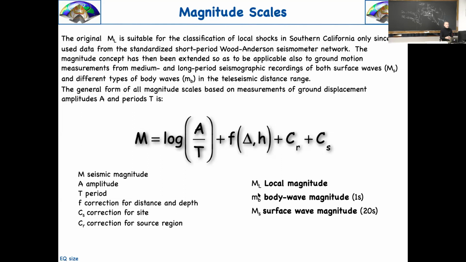This is the general form. You see that there are still some correction factors that should take care about source depth, for example. If you put an earthquake deeper, it will be less effective in generating surface waves. We have to correct for that. We have to correct for distance. That's Richter's original definition.